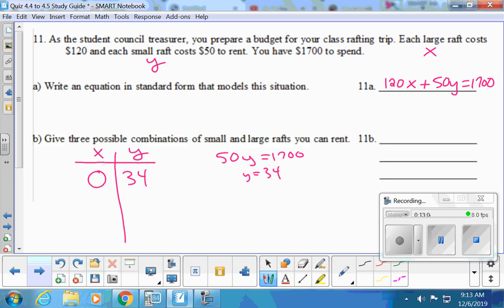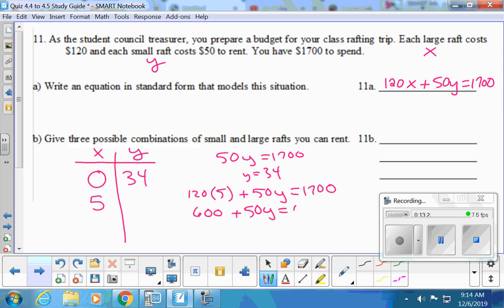Always turn to Anthony. Anthony, you have a combination that works. Caspian, you have a combination? 5 for x? All right, let's try 5 for x. So 120 times 5 plus 50 times y is 1,700. 120 times 5 is 600. Yeah, I think this will work.